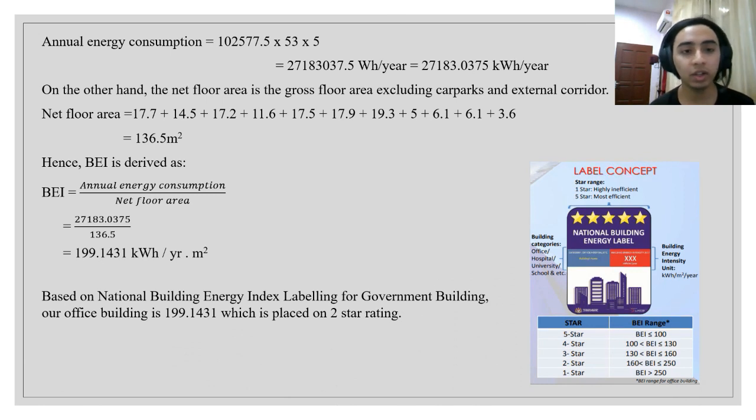Next, we find the annual energy consumption by taking the value as before from the table times 53 weeks times 5 days, and we will get the value of the annual energy consumption. Once we get that, we need to find the net floor area, which is the area for all of the floor and also area in the office. Then we can find the BEI, which is annual energy consumption over net floor area, and we will get 199.431 kilowatt hour per year meter square. Based on the National Building Energy Index labeling for the government building, our office building is placed on 2-star rating, as can be seen in the figure on the right.